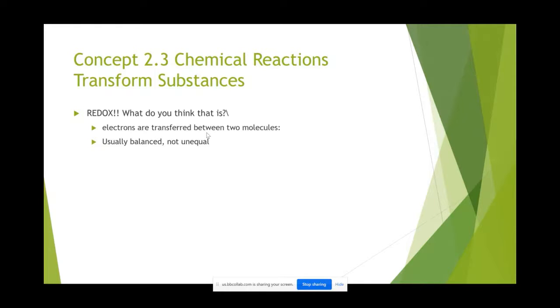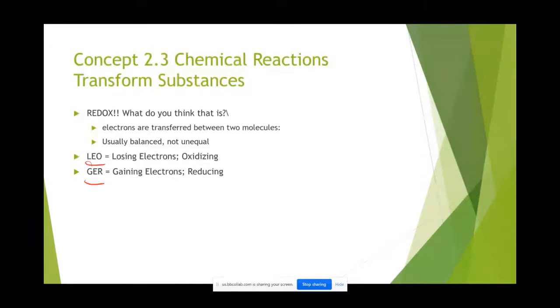Now, you mentioned losing electrons and gaining electrons. This is very important, okay? I have a really good mnemonic for you if you really want to learn this. LEO the lion says GER. When you lose electrons, you are becoming oxidized. When you gain electrons, you are becoming reduced. The molecule that loses electrons is oxidized. The molecule that gains them is reduced, okay?